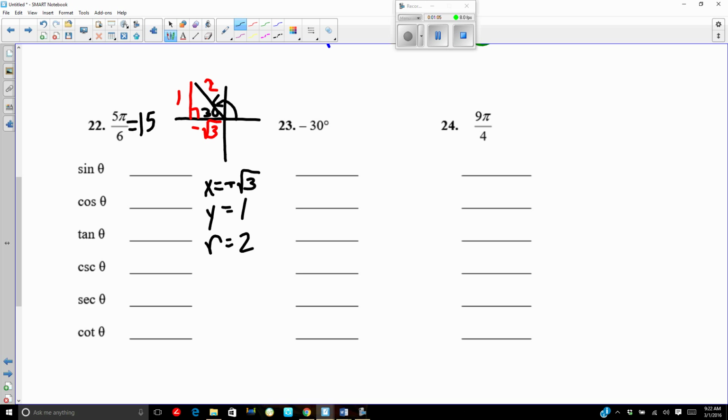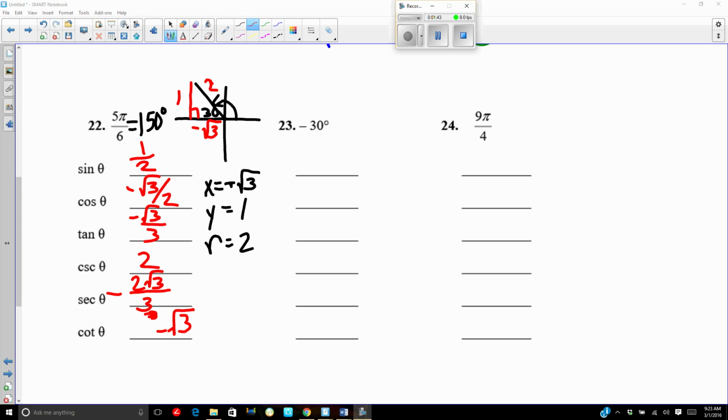22, that was a 150-degree angle. So it's in quadrant number 2. So the reference angle, that means it's 30 degrees. That's where I got the 30 from. 180 minus 150 gives you 30. So it's a 30, 60, 90 triangle. So 1, radical 3, 2 is the pattern. The radical 3 is negative because it's in quadrant number 2. And there are the answers: sine, cosine, tangent, cosecant, secant, cotangent. Double check. As always, if you get questions, let me know.